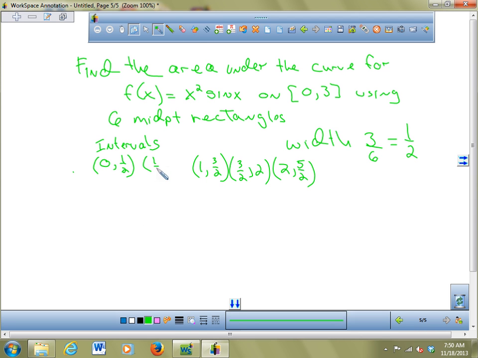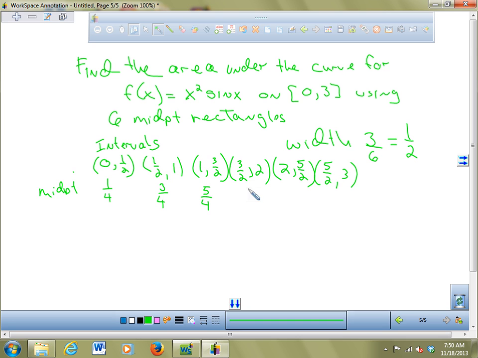And then from 1 half to 1, that's 1, 2, 3, 4, 5, and then from 5 halves up to 3. So that would make 6 intervals where you're finding areas of rectangles. And then the midpoints are going to be 1 fourth. Then half a unit away from 1 fourth is 3 fourths. And half a unit from there would be 5 fourths. And then half a unit away from there would be 7 fourths.